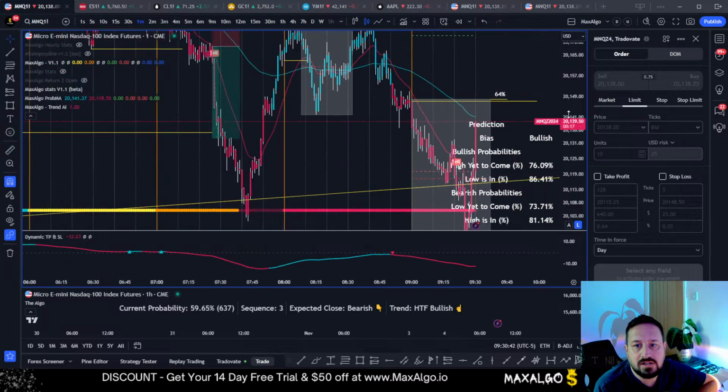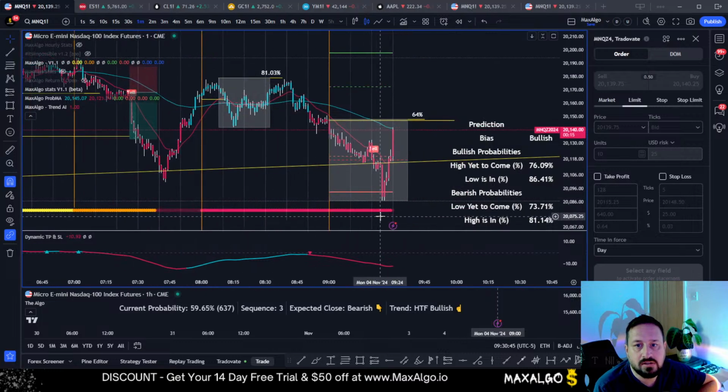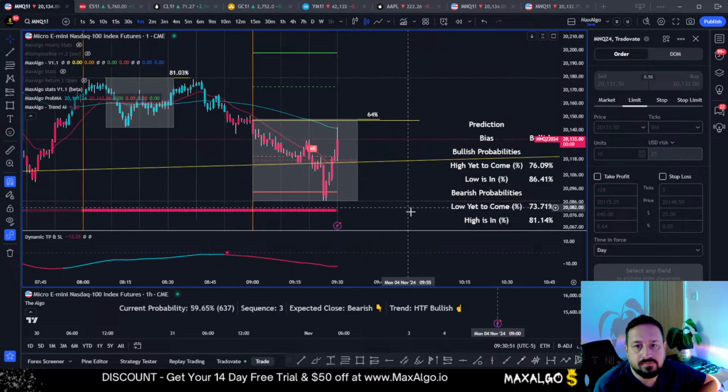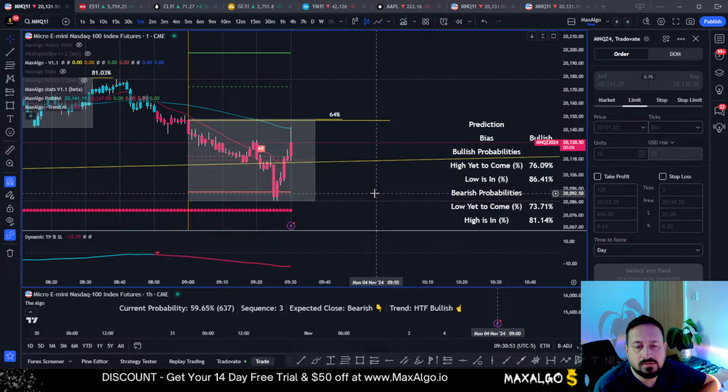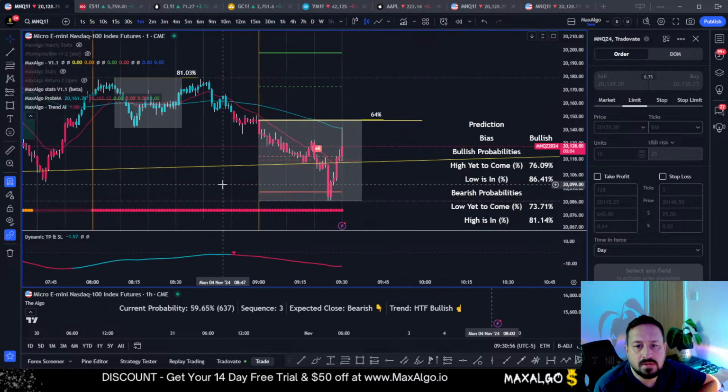Remember our transition, so we've gone bearish, right? If we then transition back to bullish, we're then looking for longs, right? Until we get that, we're still looking for shorts.